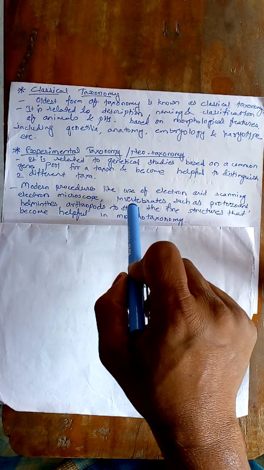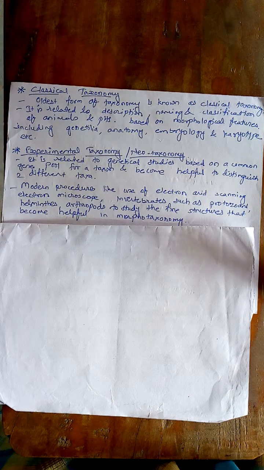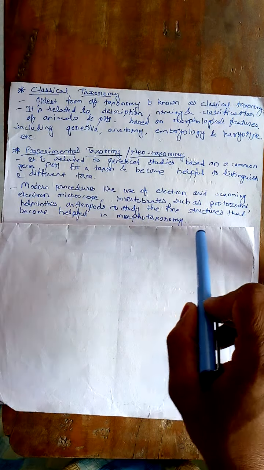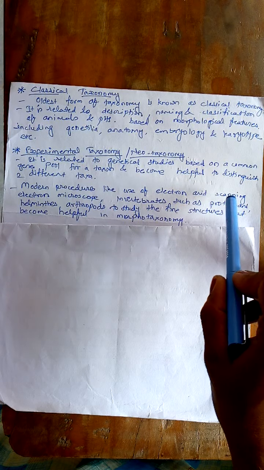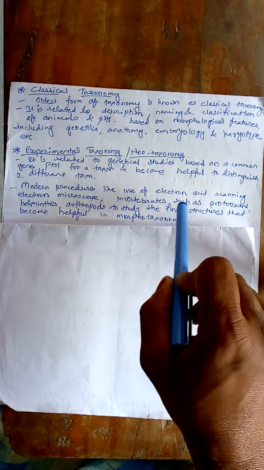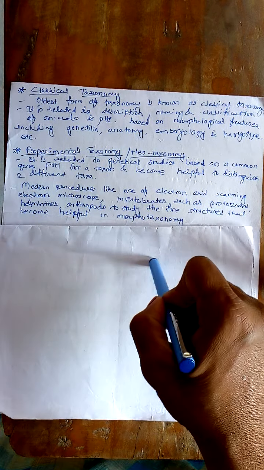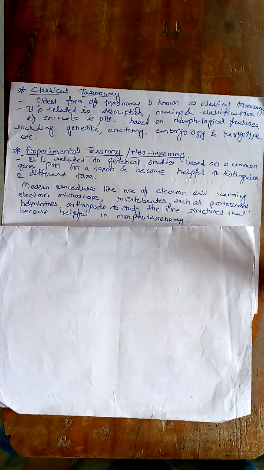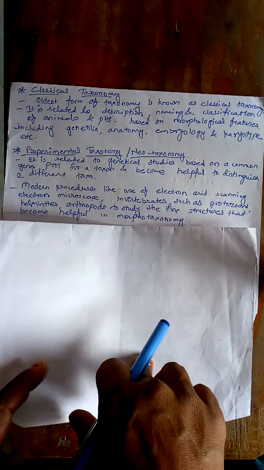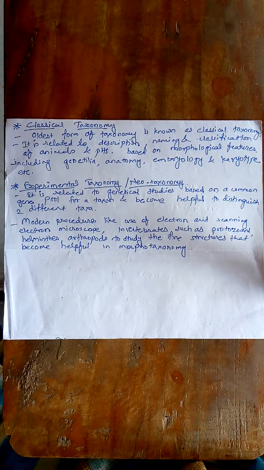So here it is possible to classify invertebrates into different groups like protozoa, helminths, arthropods, etc. This is because of the invention that is known as morphotaxonomy. So this is about experimental taxonomy. Thank you.